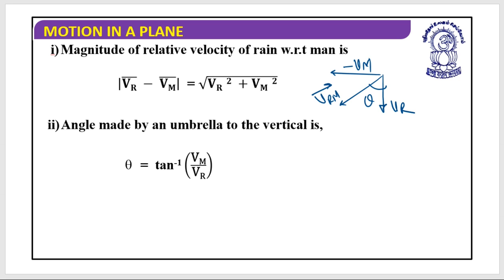So as I see that VM and VR both are inclined at 90 degrees with each other, so their magnitude will be under root of VR square plus VM square.